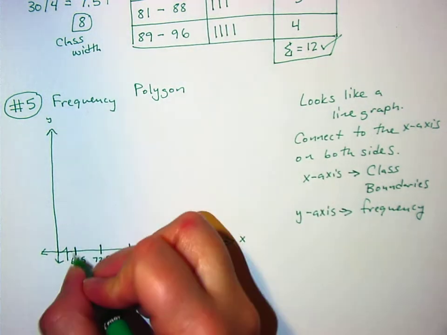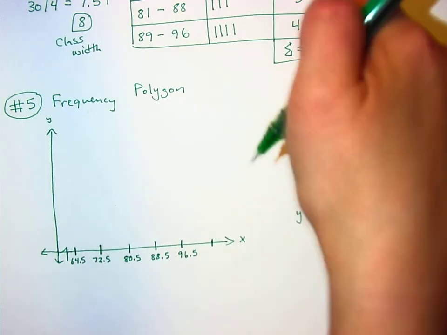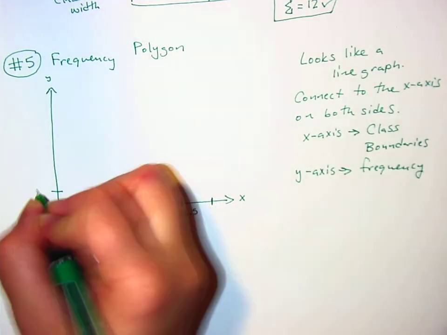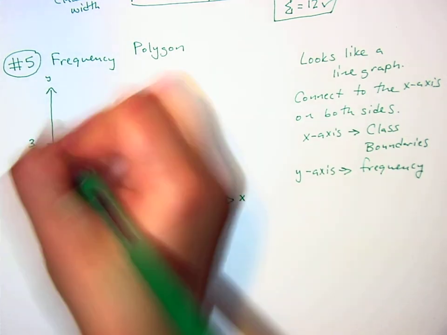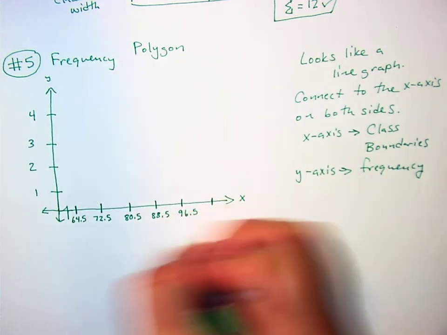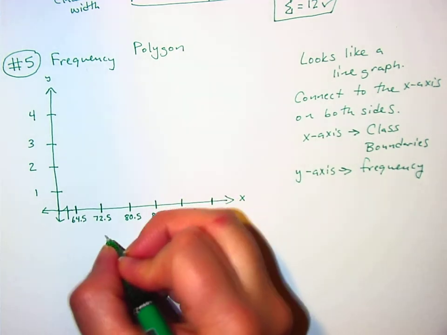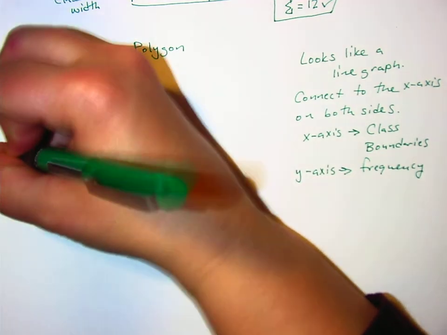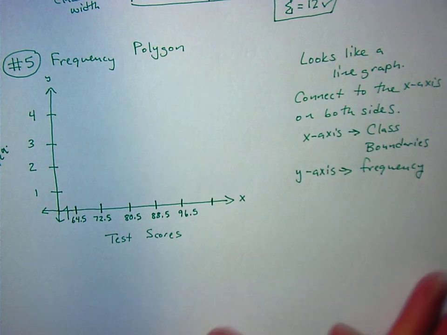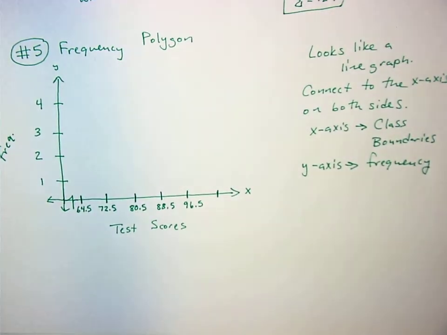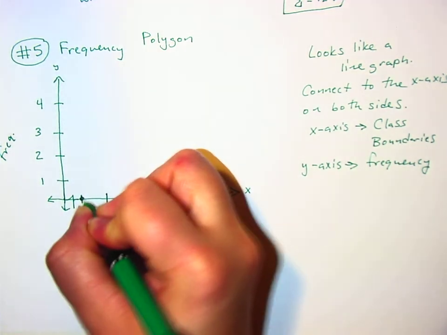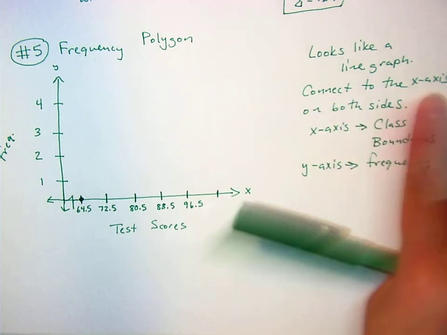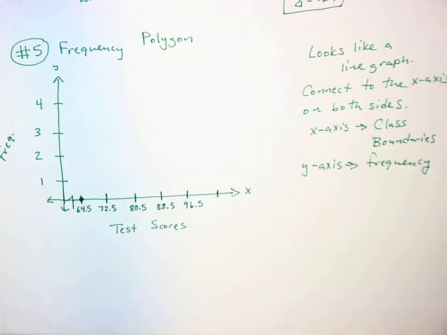So I'm going to, my first dot, well, let's see, on the side I need frequencies, and it looks like my frequencies go between 4 and 1. So down here I'm going to need 1, 2, 3, 4. Let's see, down here I should probably say that these are test scores. And this is frequency on the side. Okay, so for this to work, the first thing you're going to want is a dot on the base, because remember I said that we're connecting to the x-axis on both sides. So we're going to start down there.